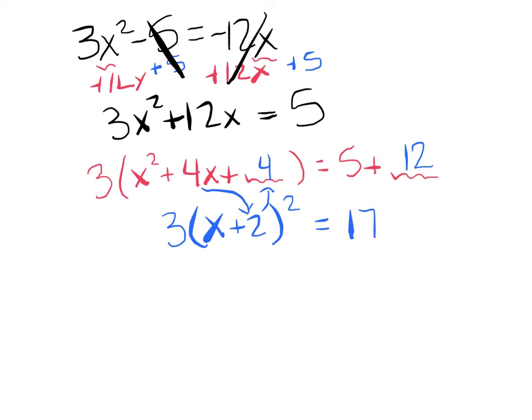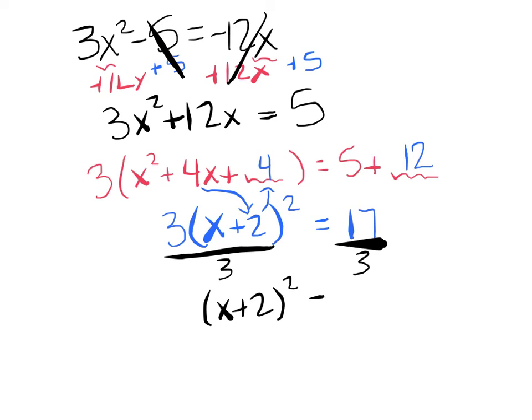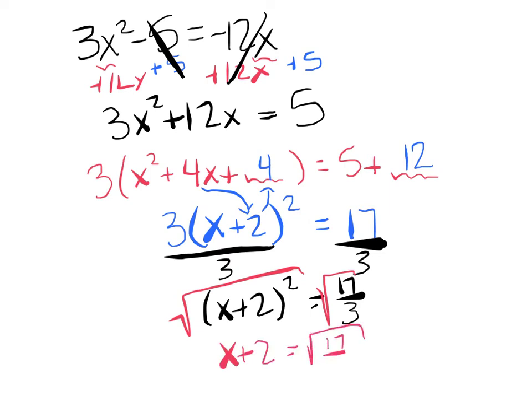Can't take the square root of both sides yet. I need to divide both sides by 3. So we get x plus 2 squared equals 17 over 3. I don't want to use the decimal. That means I have to get a calculator. I'm just going to go ahead and leave it in fractional form. Let's take the square root of both sides. So we get x plus 2 equals the square root of 17 over 3, and plus or minus.